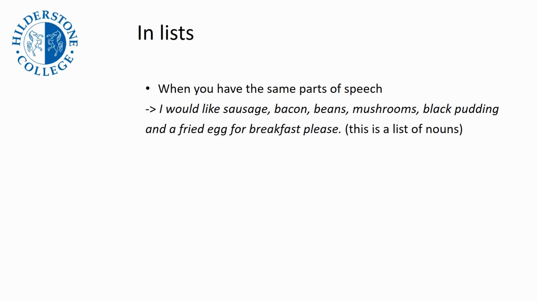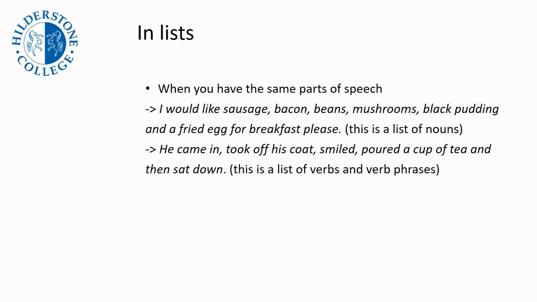Equally, you can do it with verbs and verb phrases. So, for example, you might read something like this in a novel: "He came in, took off his coat, smiled, poured a cup of tea, and then sat down." So you can see there we have commas between the verbs in the list.